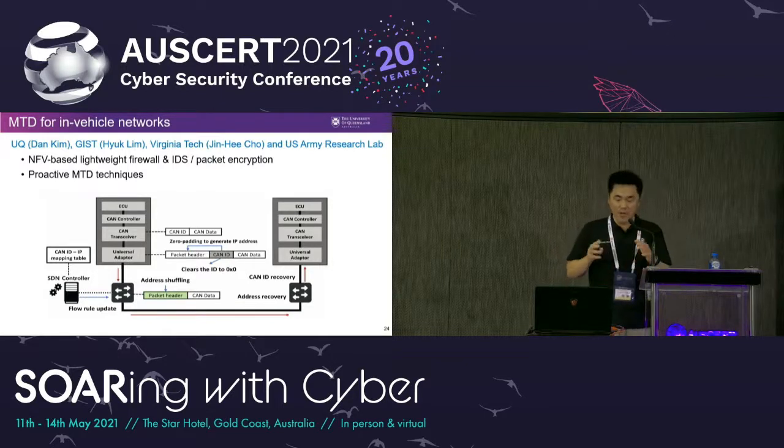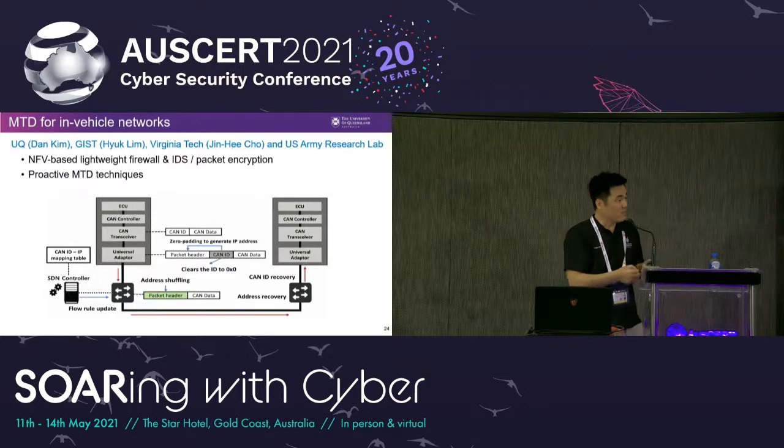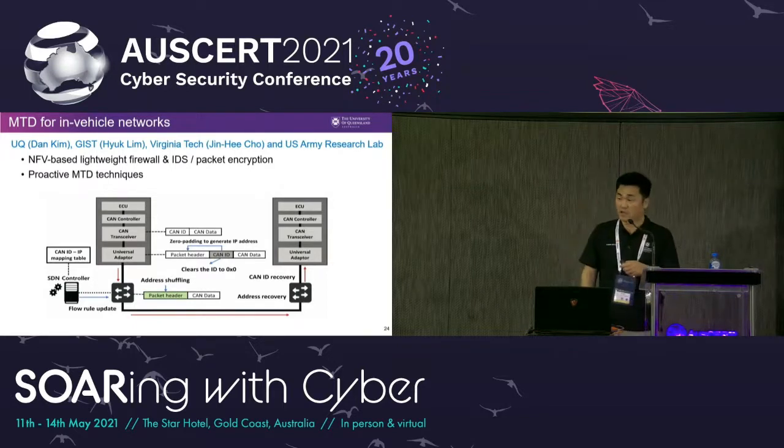And also, how can we develop the MTD techniques? In this work, we changed the address shuffling of a packet header so that the attacker can get some of the CAN bus messages, but they become invalid after some minutes. That's the idea of in-vehicle network MTD techniques. This is one of the state-of-the-art works we've been working on.